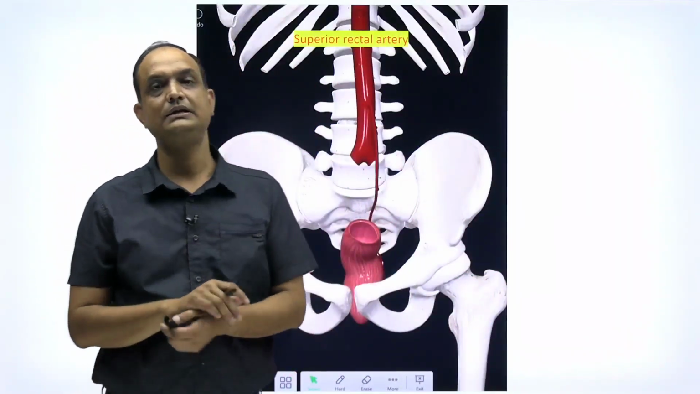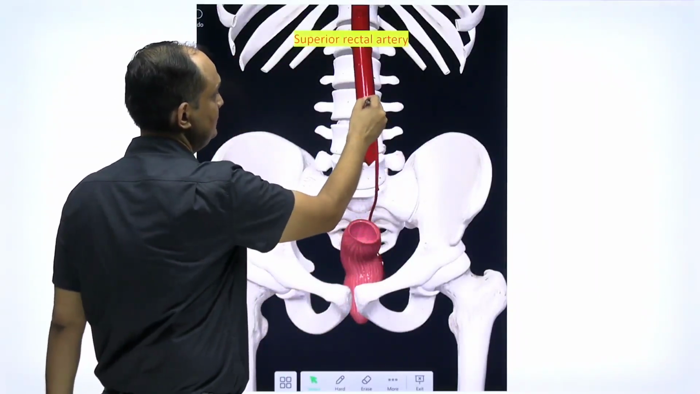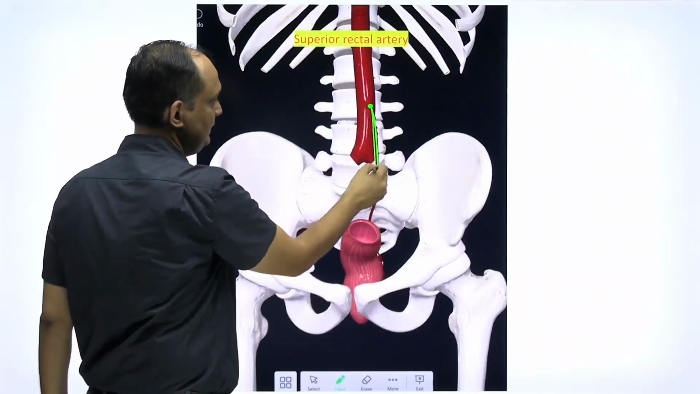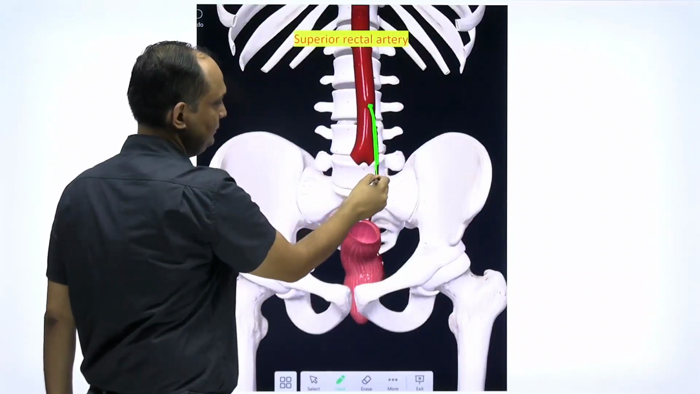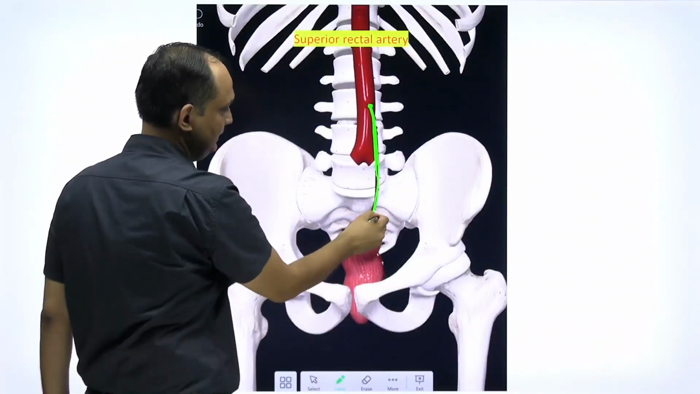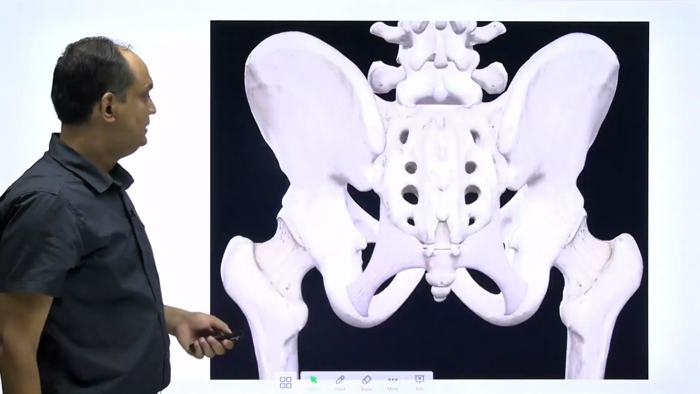Now here you can see the superior rectal artery. Now this superior rectal artery is a branch of the inferior mesenteric. So this is the inferior mesenteric. From the inferior mesenteric you can see the superior rectal. Superior rectal is going behind the rectum, and behind the rectum it will divide into branches.